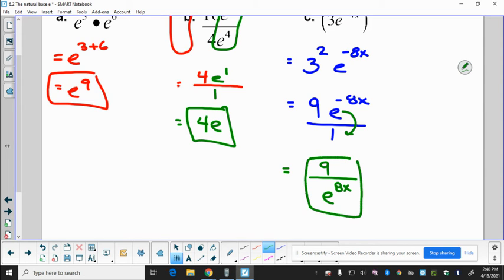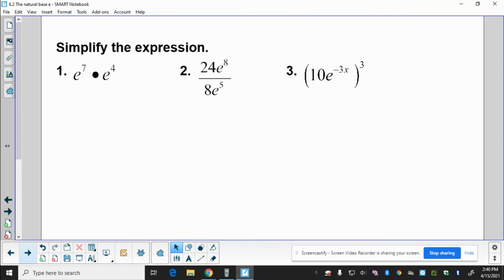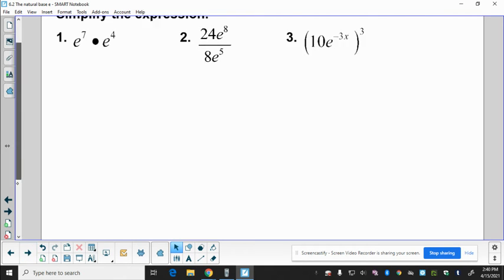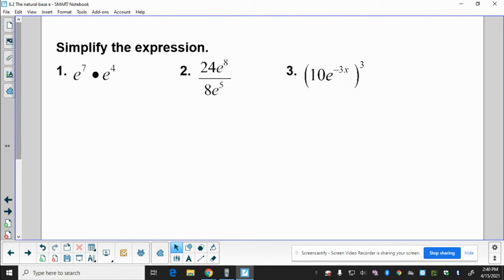We have to remember, when we're simplifying expressions, we should never have any like terms remaining. We should never have a zero exponent. We should never have a negative exponent. All right, I'd like everybody to try those three by themselves. Let's go ahead and take a look at your answers.